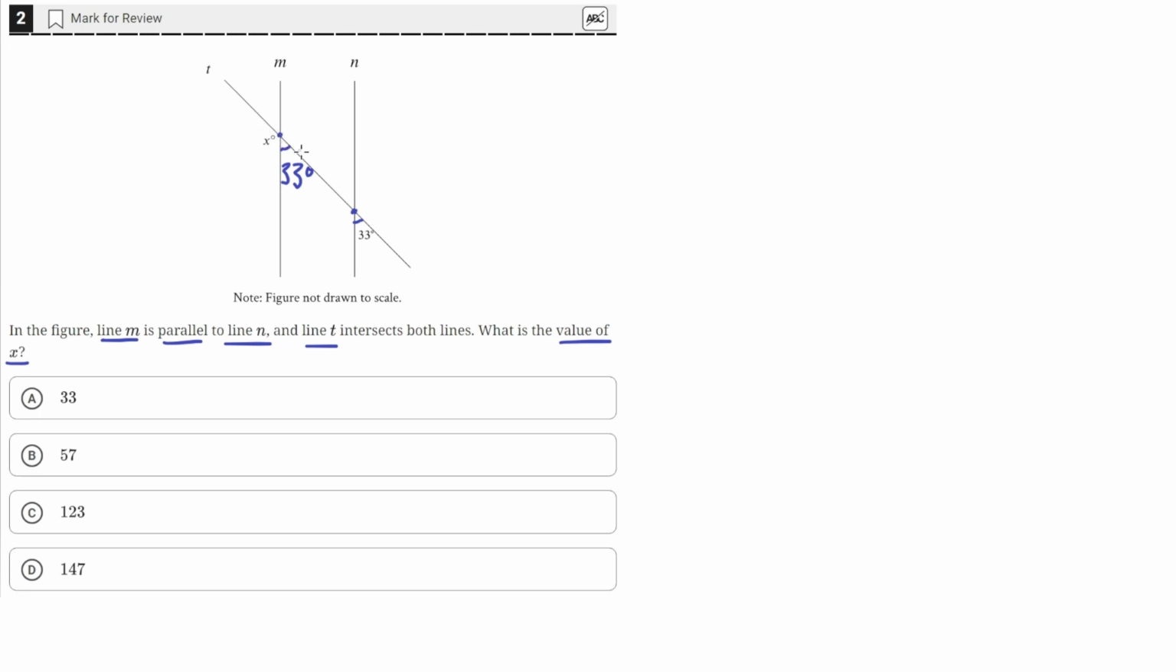Since this is a straight line here, this means that the total angle of this straight line is 180 degrees. And we know that this part is 33 degrees. So that means that the x degree angle here has to add up with 33 to equal 180. So the angle of x plus 33 has to equal 180.